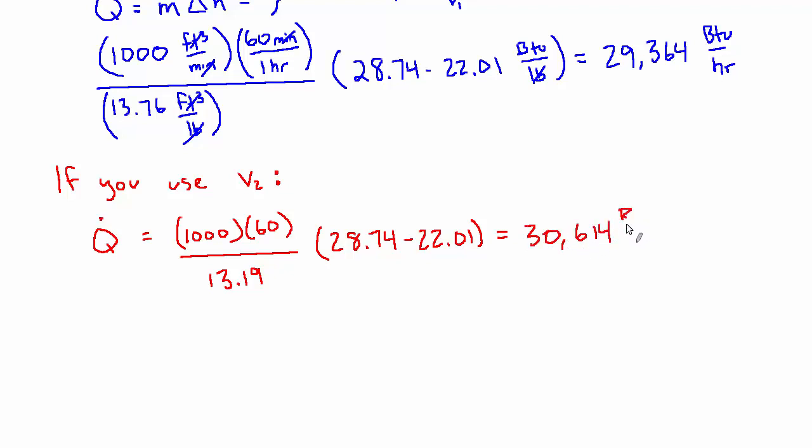30,614 BTUs per hour, which is 4.3% high, which is driven entirely by the difference in those specific volumes. 13.76 is 4.3% more than 13.19, so it drives the total cooling down. And that's how you get the correct answer. When you have the smaller specific volume of state 2, after the cooling, you end up calculating a cooling that's 4.3% too high. So is that a tolerable amount of error? Probably not. A lot of engineering problems you can get away with 5 or 10%, but there's a good chance that that'll be enough to throw you off and pick a wrong answer.